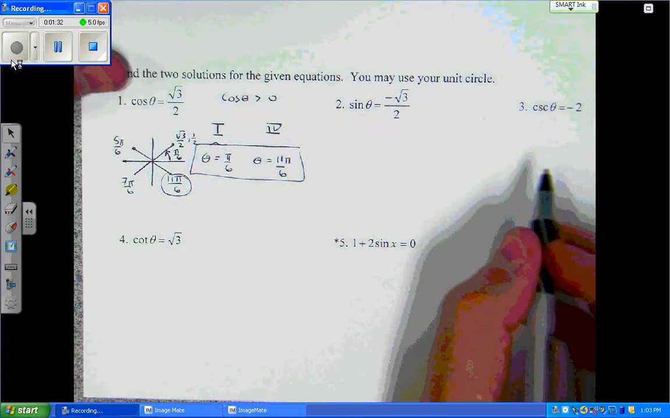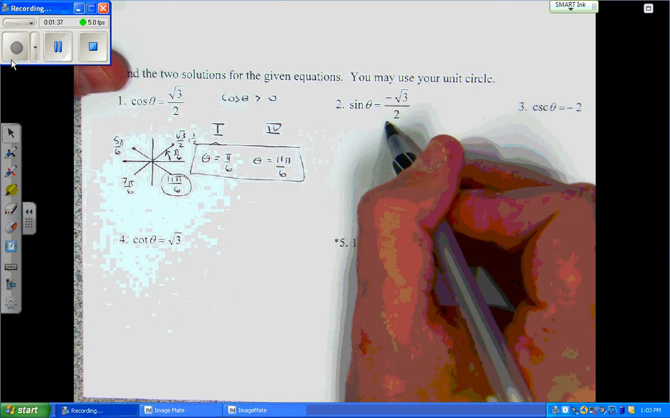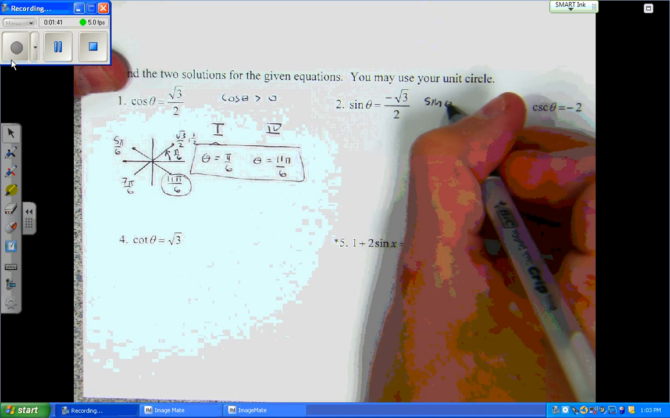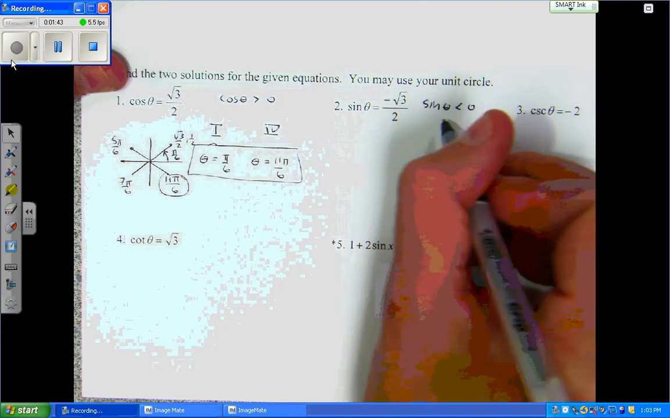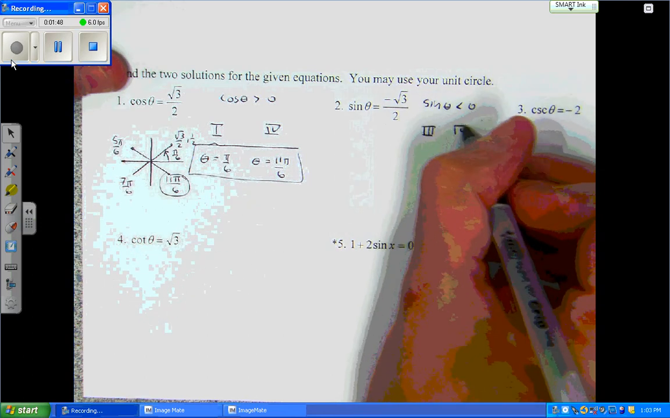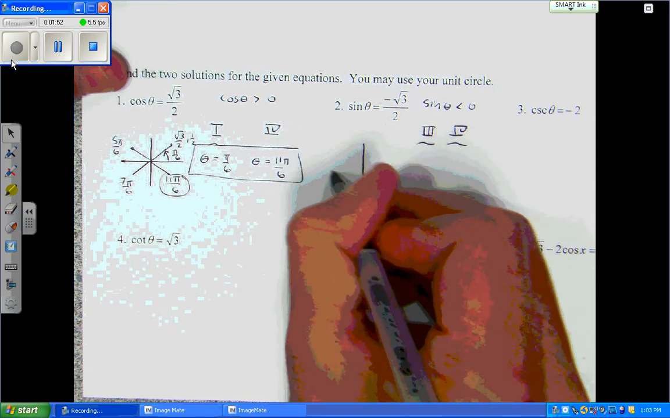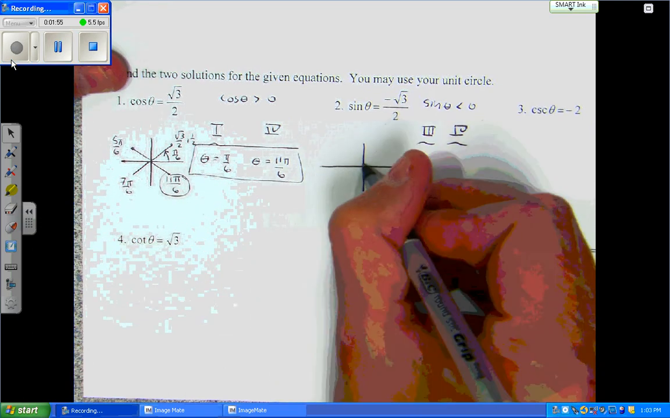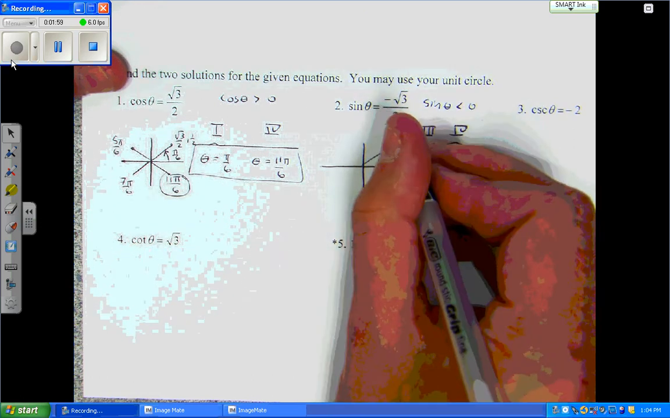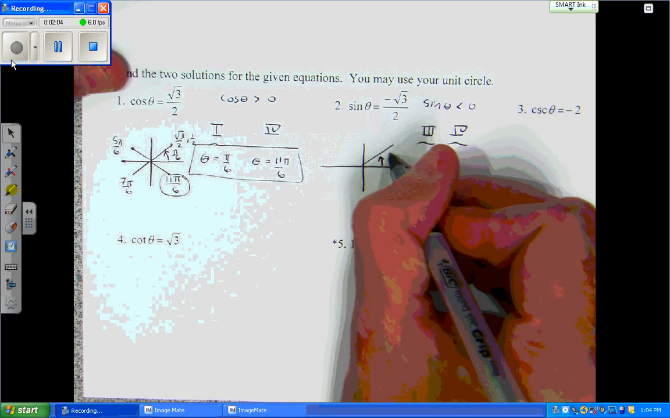If we go to the sine, now we're saying that the sine value of the angle is negative square root of 3 over 2. So like before, we know that the sine of theta is less than 0. That will put our answer in the third or fourth quadrant. So drawing my unit circle, I always start off in quadrant 1, the angle. This time, my y value is negative square root of 3 over 2. Well, that correlates to an angle of pi over 3.